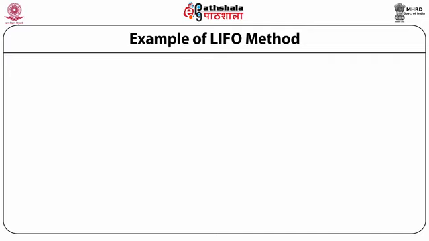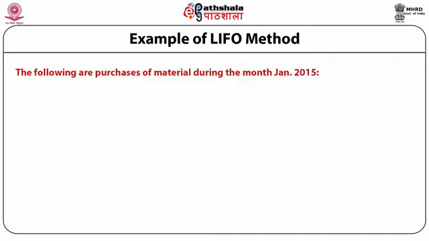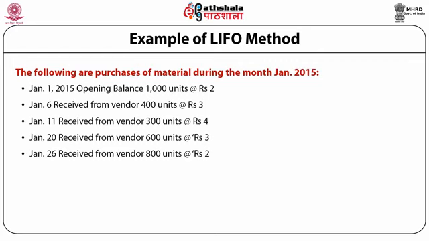The LIFO method is also clarified with the help of this example. The purchases of material during the month of January 2015 are given. On January 1st, opening balance of 1000 units at the rate of 2. On 6th January, 400 units at the rate of 3. On January 11, 300 units at the rate of 4. January 20, 600 units at the rate of 3. And January 26th, 800 units at the rate of 2 are received by the firm.